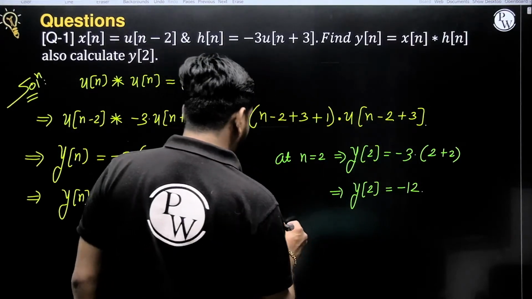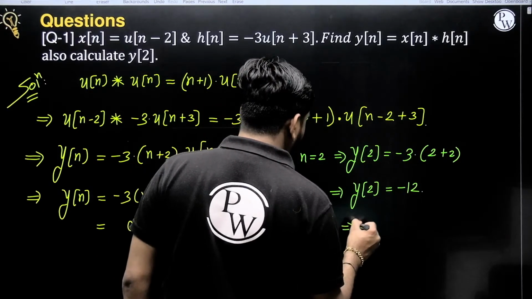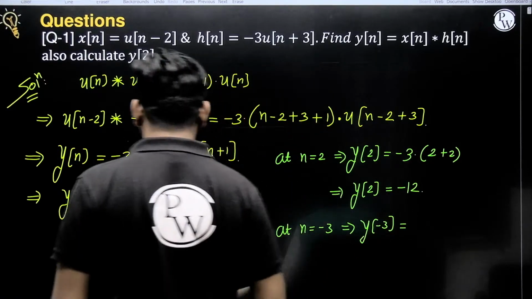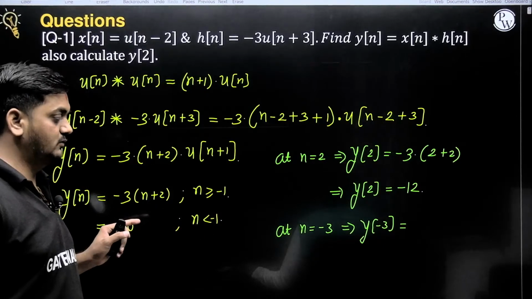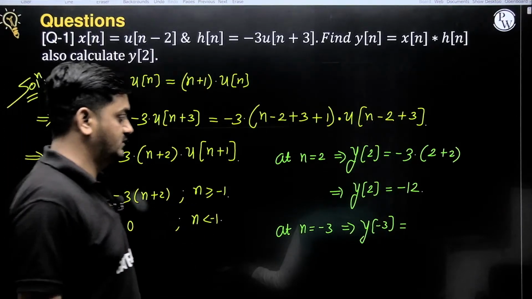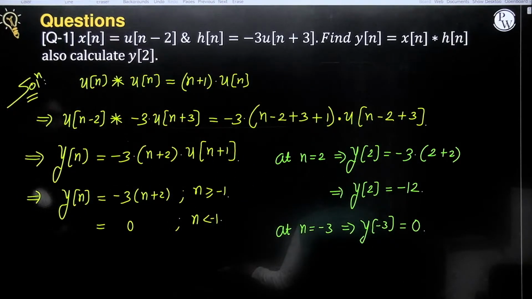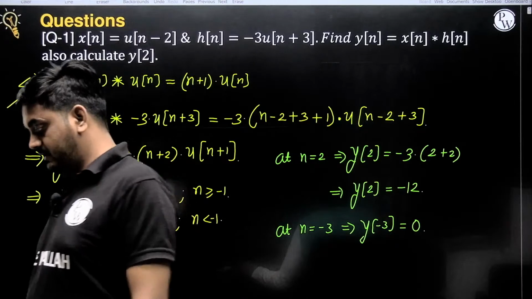Suppose I am asking at n equal to minus 3, then what would be your answer? At n equal to minus 3, put n equal to minus 3. So you can see that for n less than the boundary, the answer is 0. So minus 3 is less than the boundary, that's why the answer is 0 here. This way they can ask multiple select questions or MCQ questions or numerical answer type questions.